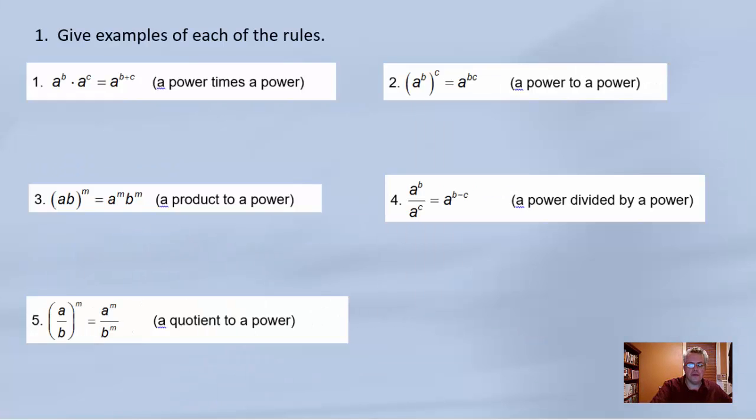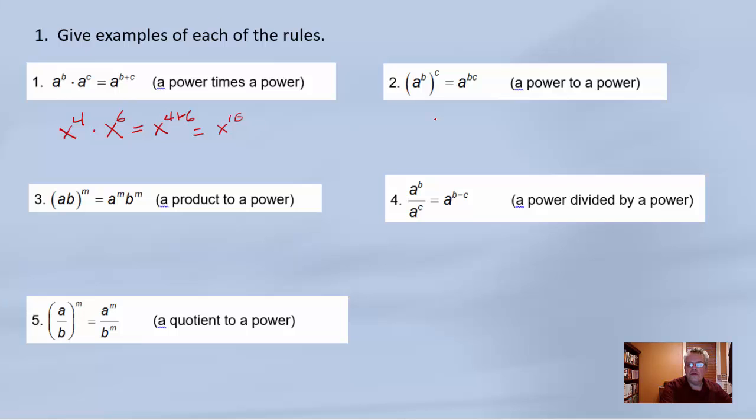So like I said, there are 5 rules, and it's kind of important to know the names of the rules. This first one is a power times a power. The key is they both have to have the same base. Let me give you an example. If we had x to the 4th, that's a power of x raised to the 4th power, times another power of x, say x to the 6th, that would equal x to the 4 plus 6, which is x to the 10th. So when we multiply powers, we add exponents.